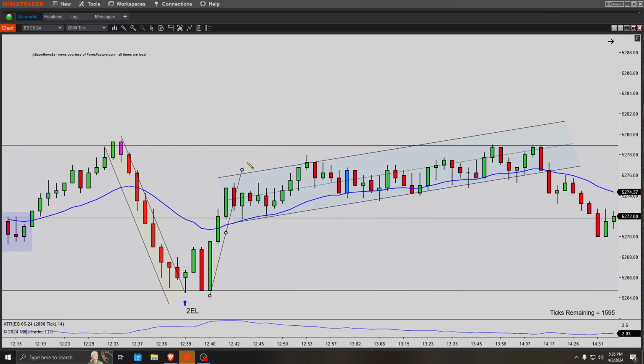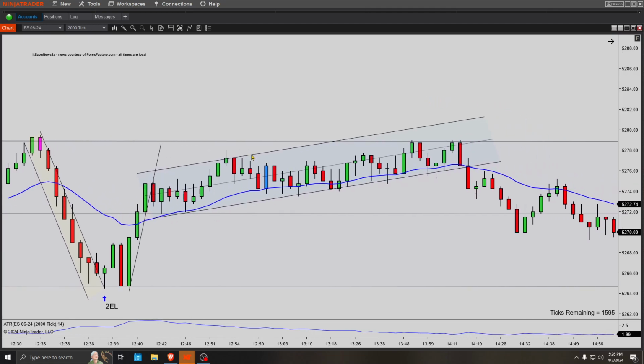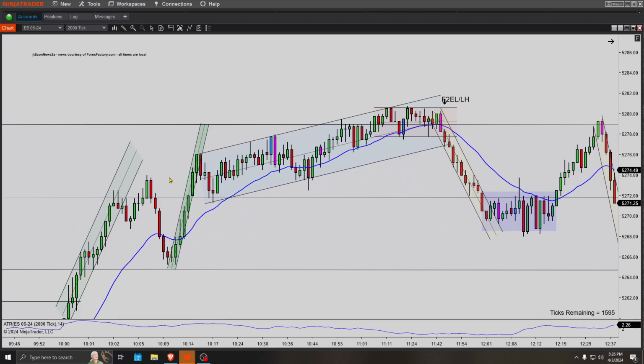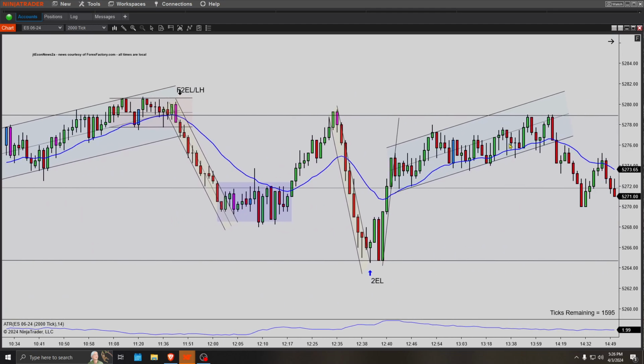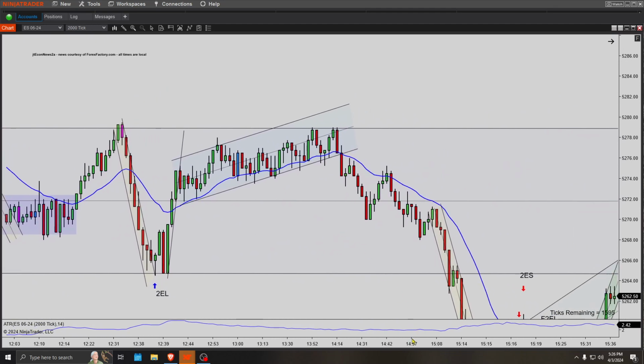So then we just get a move up here. Again, spike, and it channels. Just nothing to report here. Again, same thing. Basically repeat pattern. Just complete noise. Nothing in here that I see.